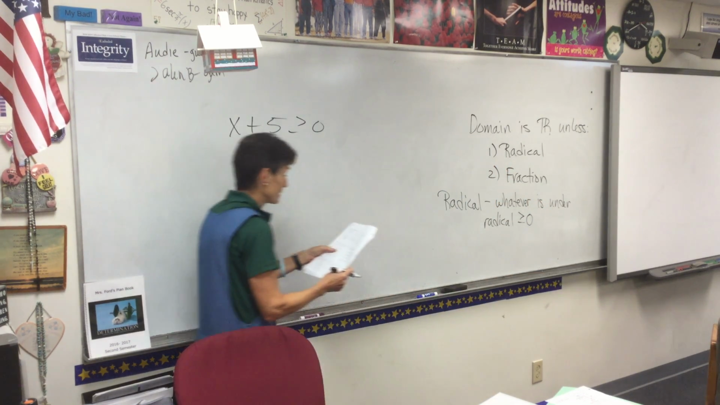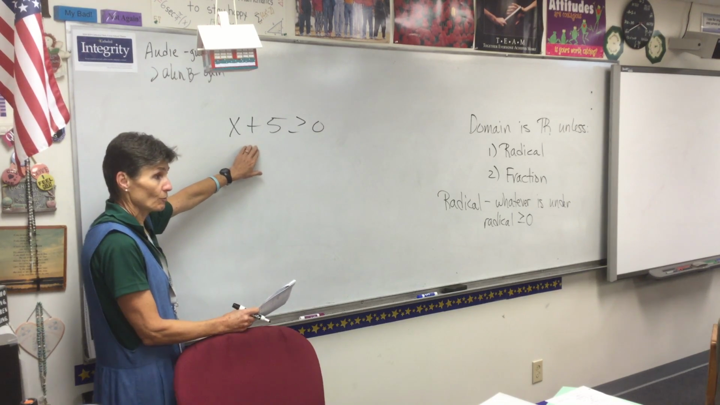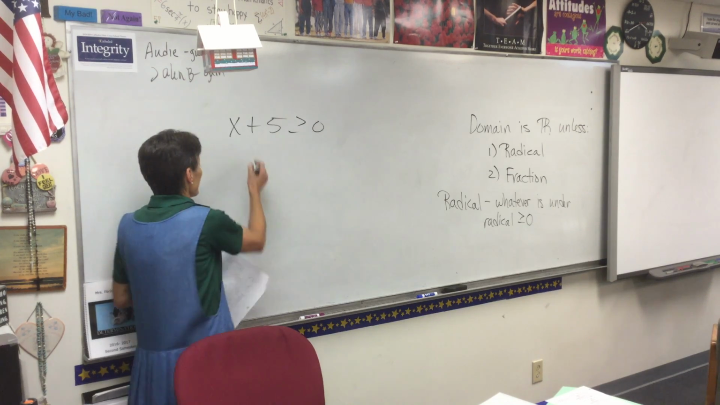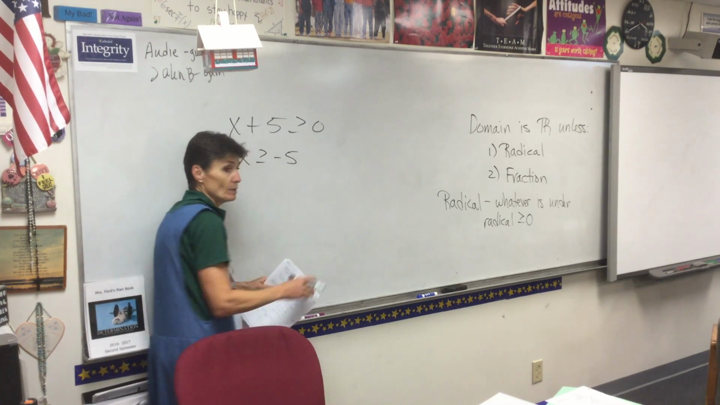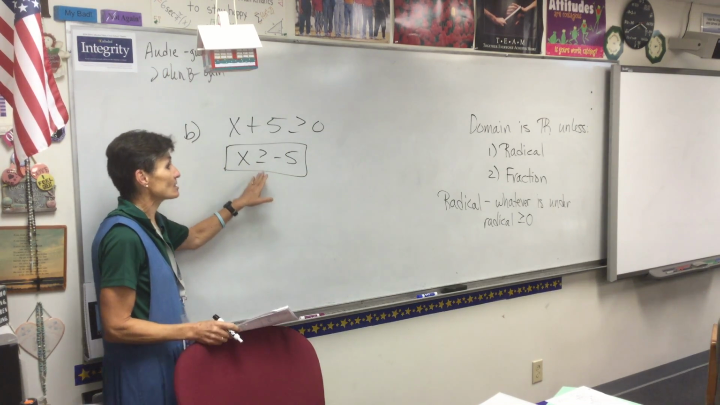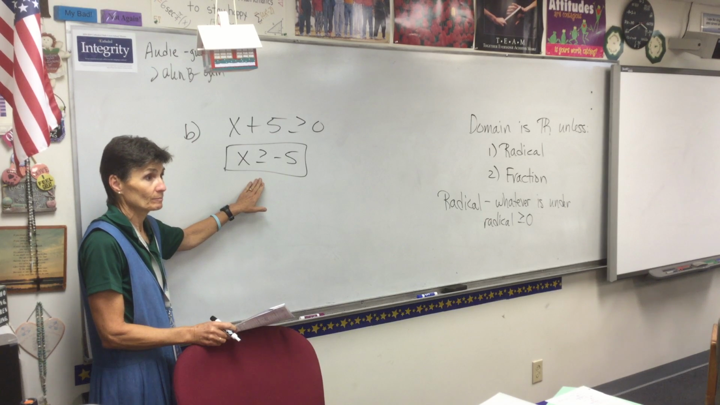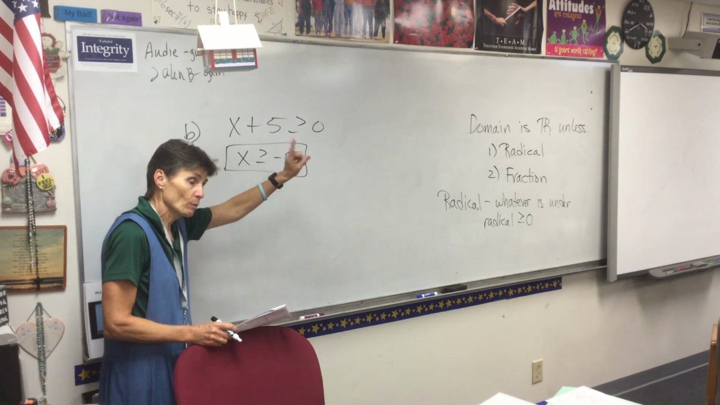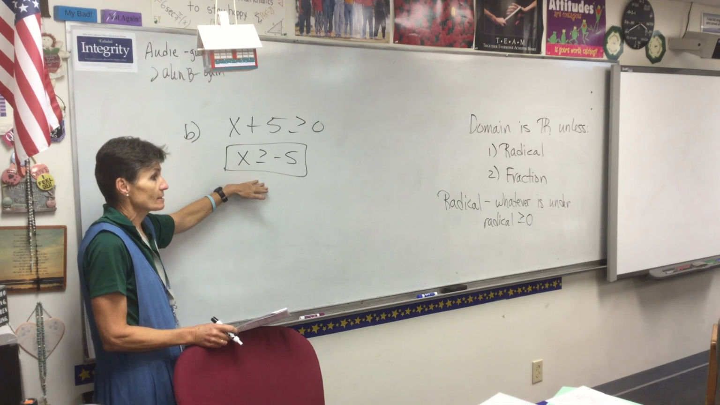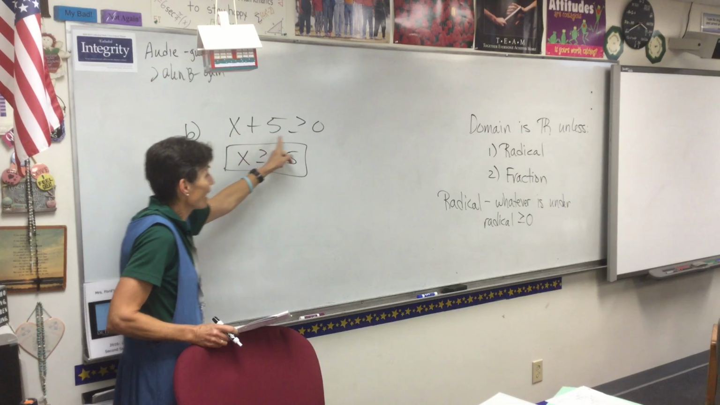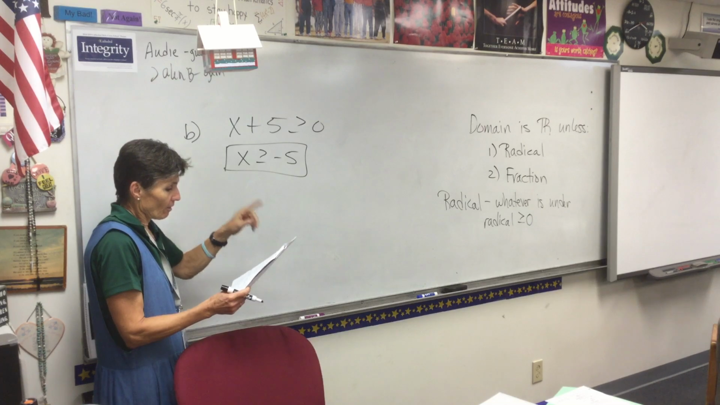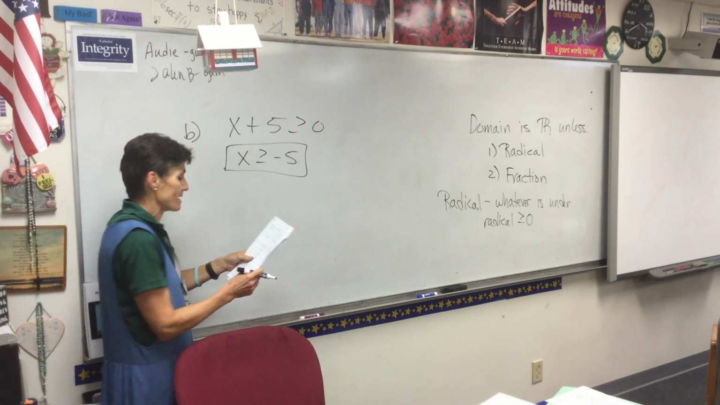So I look at my problem in number 2. This is under the radical, so it has to be greater than or equal to 0. So x is greater than or equal to -5. That is the answer to problem B. That's the domain for problem B. Problem A was all real numbers because it didn't have a fraction and didn't have a radical. This one has a radical, so I do my radical rule and solve it. That's the domain.